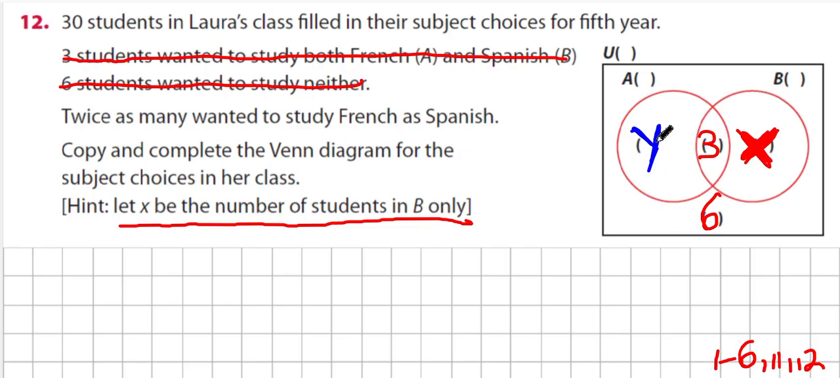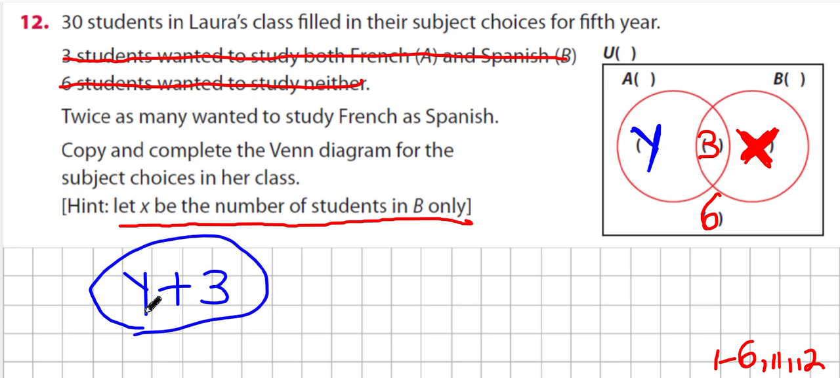Alright, how many students are currently studying French according to my diagram? Y plus 3. Would that make sense? How many are currently studying Spanish? X plus 3.